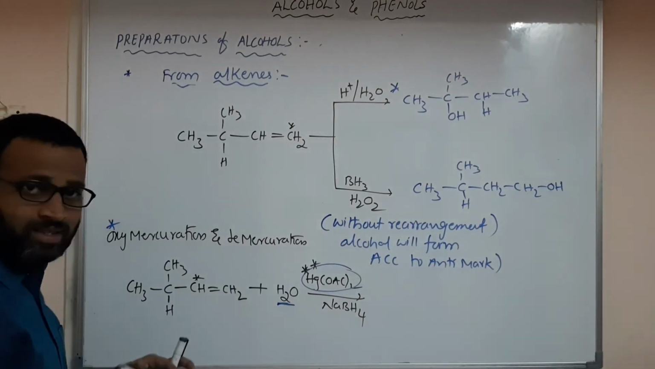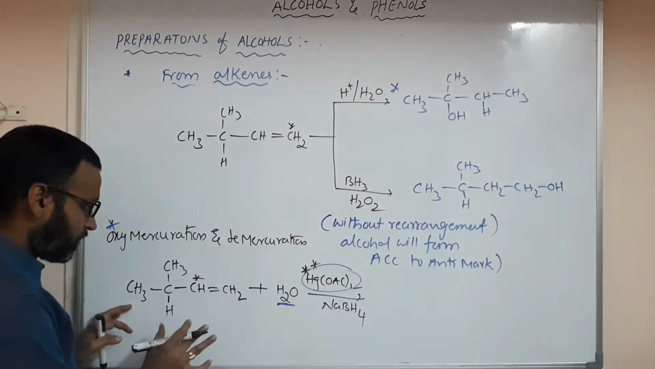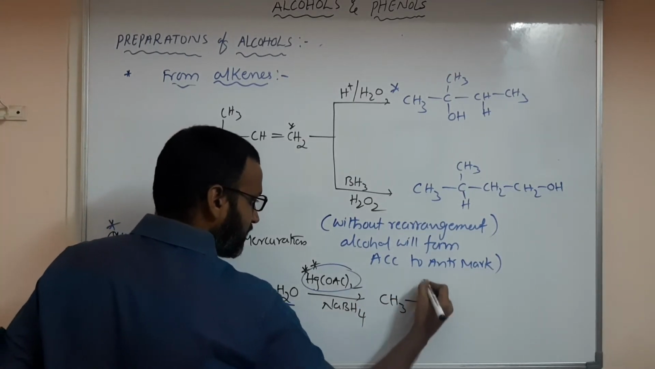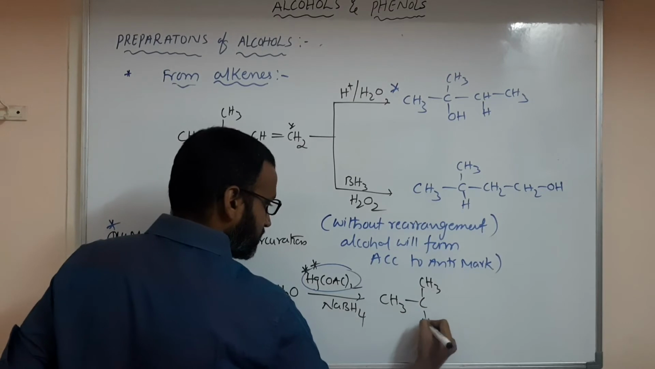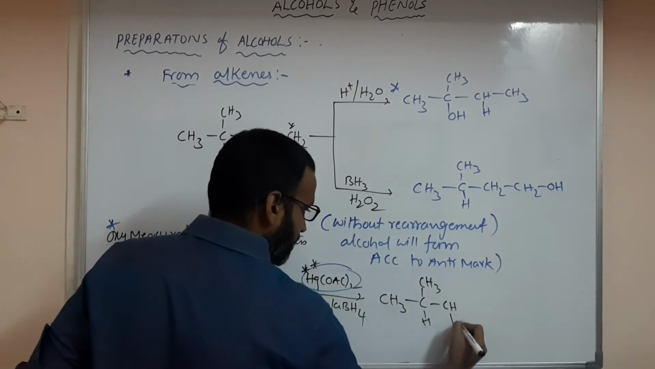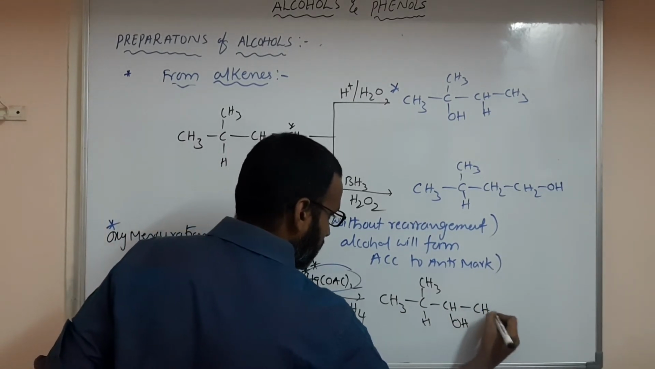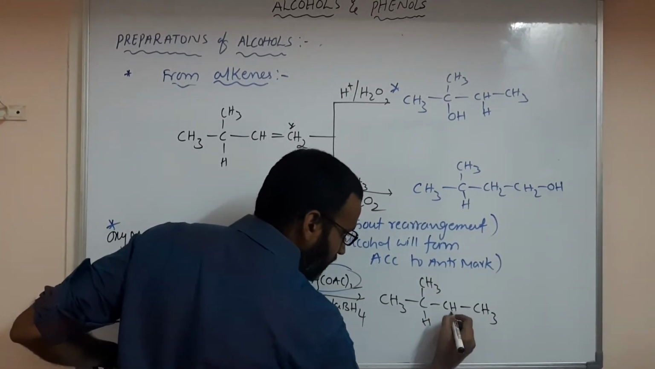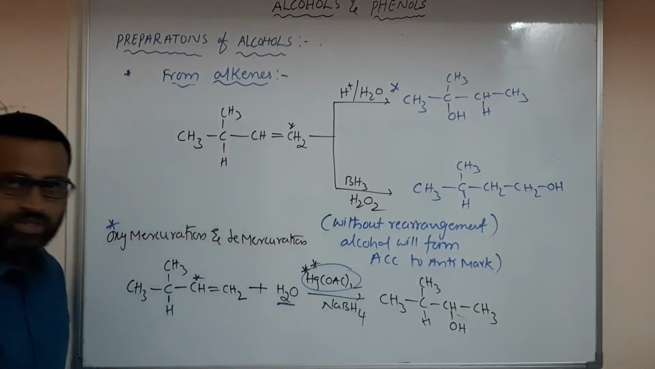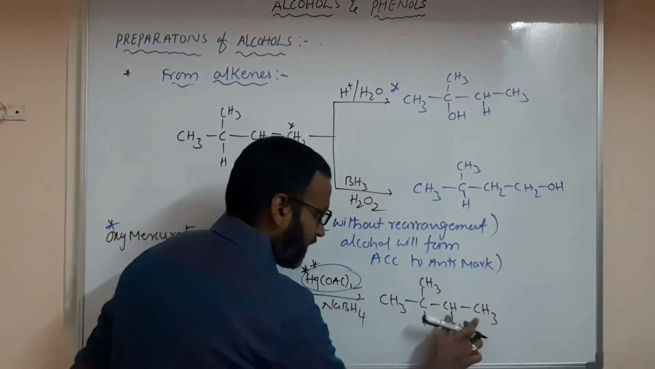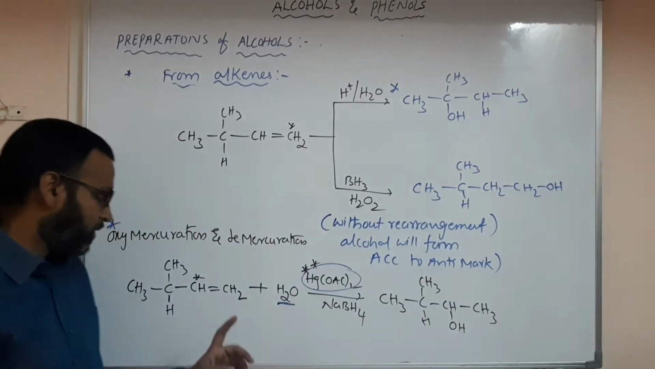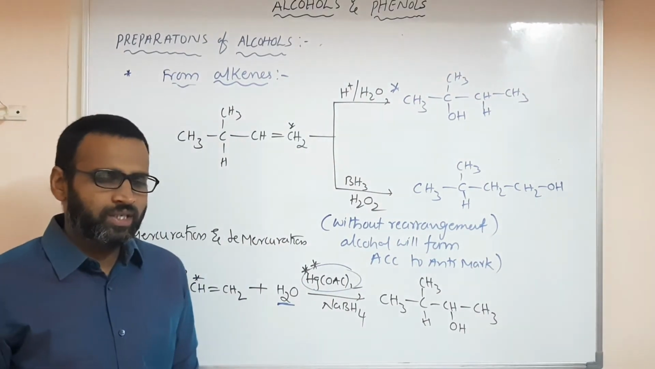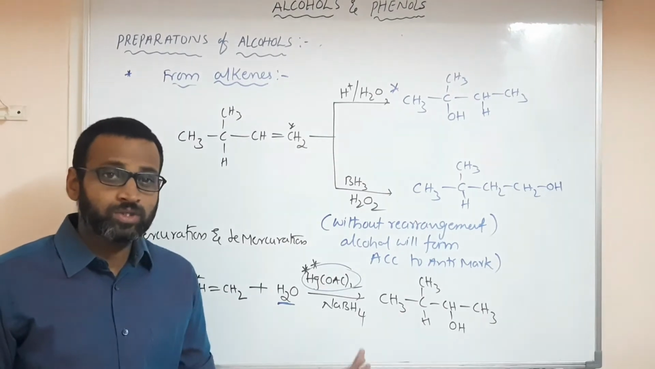What are you understanding, everyone? So what is the most important product here? Directly you can write CH3, C, CH3, there is no shift here, and CHOH, single bond CH3. Getting that, everyone? So here you have OH. This is clear. What I am giving here is very important information. Oxymercuration or demercuration on CH3, C, CH3, H and CH double bond CH2.